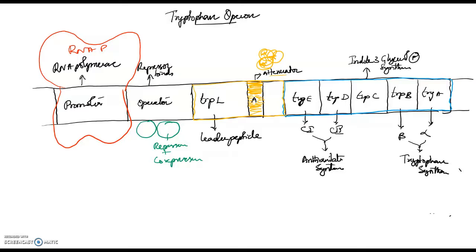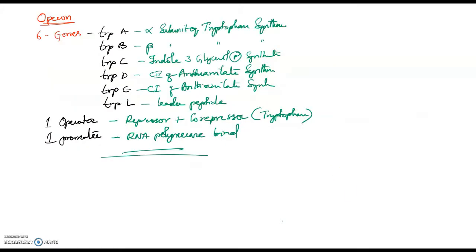Now this entire sequence with its regulatory sequences becomes the tryptophan operon. Alright, now what does this contain? 6 genes, 1 operator and 1 promoter. Now let us look into the basic mechanism of the tryptophan operon. What is the basic mechanism? First scenario, let us talk about just the basics: how it acts as a negative regulator, or how negative regulation occurs.